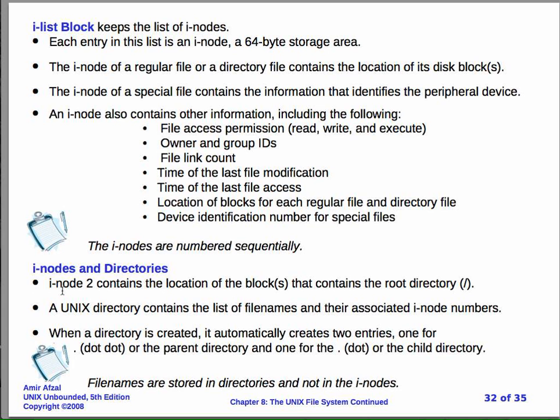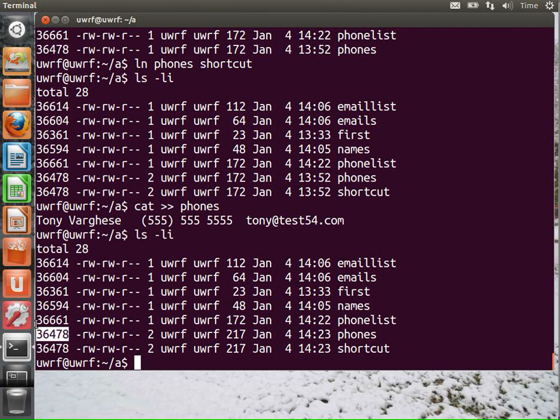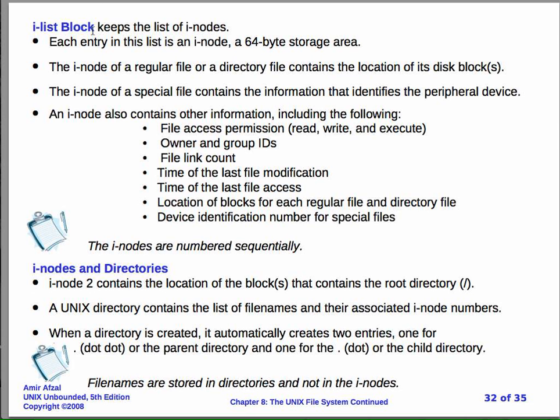Okay. Inode 2 contains the location of the blocks that contain the root directory. So there's inode, I don't know if there's an inode 1. There probably is, but inode 2, and if you remember, we're up to 36,000, inode number 36,478. So if you go back to the very first thing that was created, I'm not sure exactly what that is, but number 2 will contain the location of the root directory. A Unix directory contains a list of file names and their associated inode numbers. So that's actually all a directory is. It is actually just a file, but it's a special file containing all the file names and their inode numbers. That's all it is. It's not actually some magical container that holds different files. No, it's just a file with file names and inode numbers.